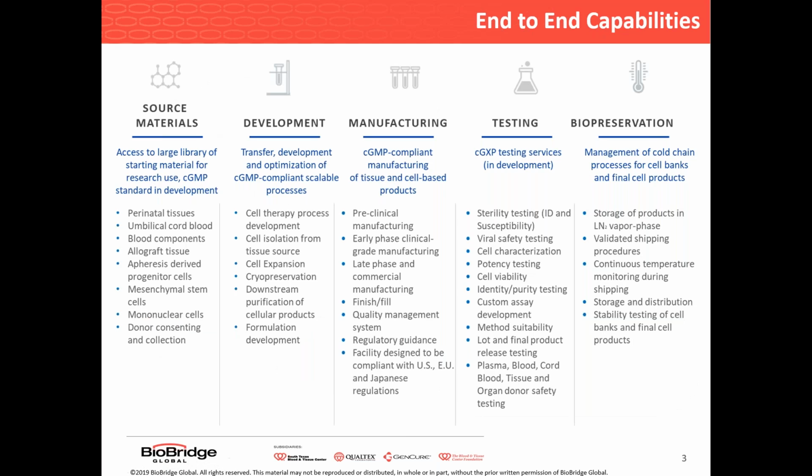A little more specific about our capabilities. We really have what we call end-to-end capabilities. On the left, we have source materials, our blood collections, different cell collections, and birth tissues. We do development, anything from cell therapy process development and cryopreservation to downstream, any part of the process. We do a lot with manufacturing, from preclinical all the way through to finish fill, quality management, and then testing.